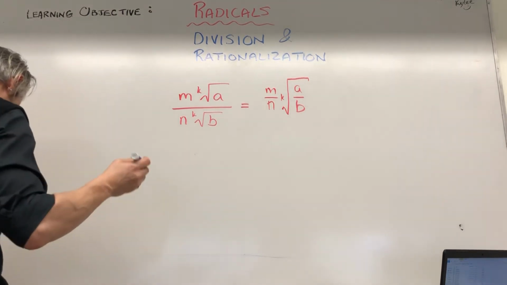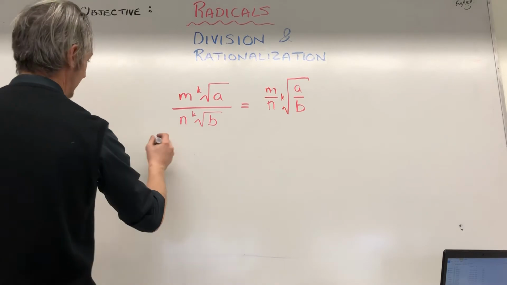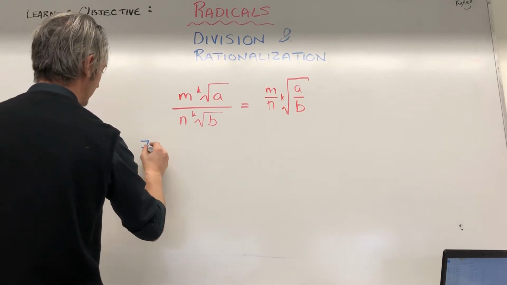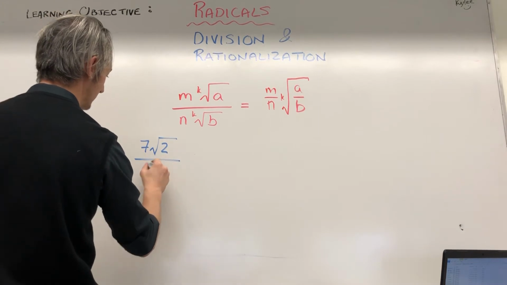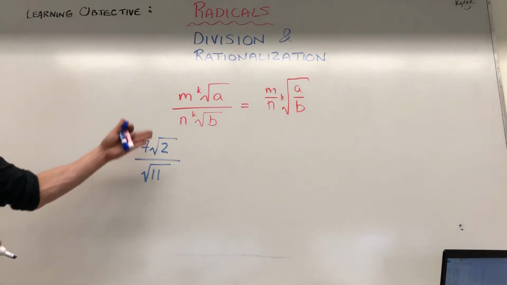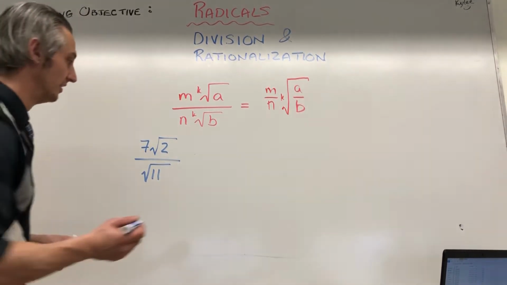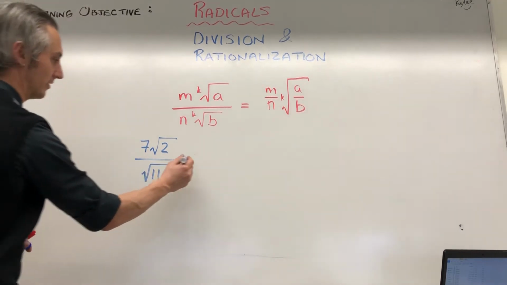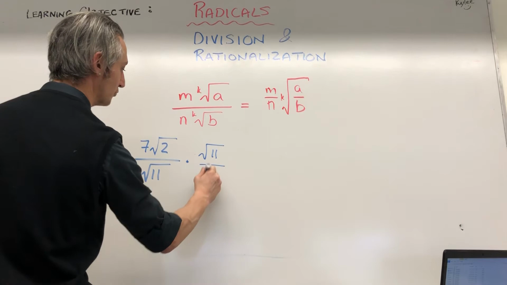So let's say I have 7 root 2 divided by root 11. Again, this is a case where I'm not going to get a very clean division. 2 divided by 11 doesn't work. So I'm going to rationalize it because I have a radical on the bottom. So I'm going to multiply it by root 11 over root 11.